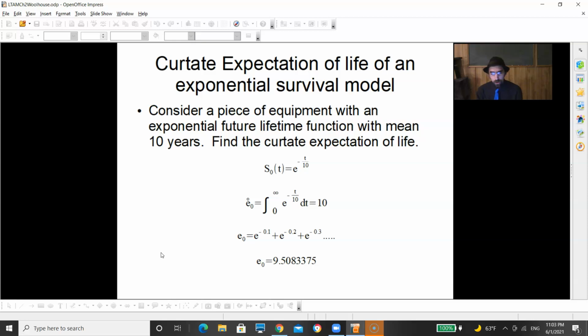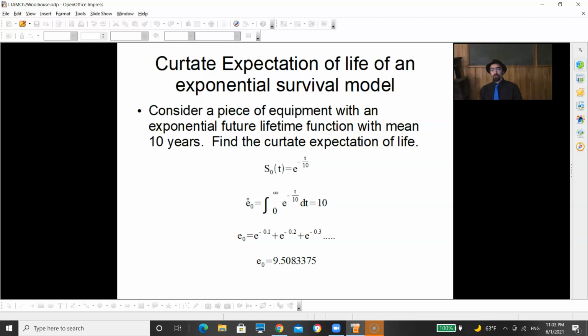So consider the case of curtailed expectation of life. Suppose you have an exponential survival model, or a constant force of mortality survival model. So suppose you have a piece of equipment with an exponential future lifetime with mean 10 years. Note that this is the same as constant force of mortality being 0.1. Hopefully that's intuitive to you by this point. Suppose you have to find the curtailed expectation of life.